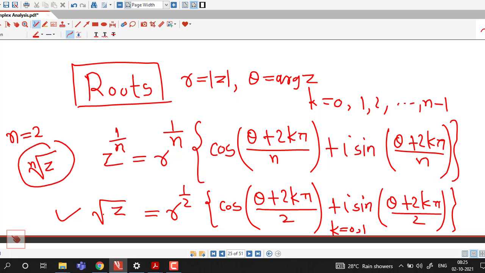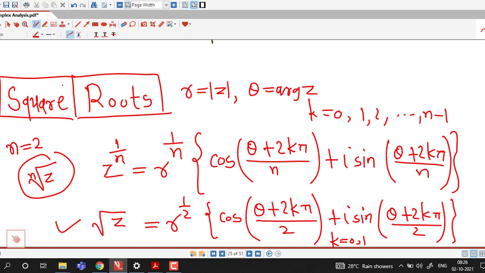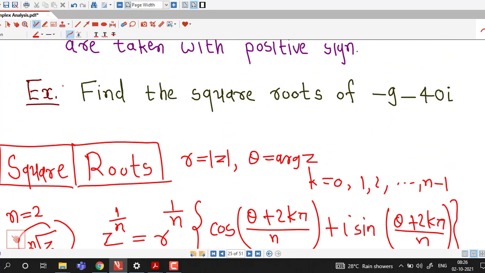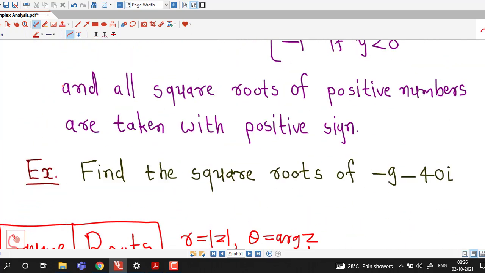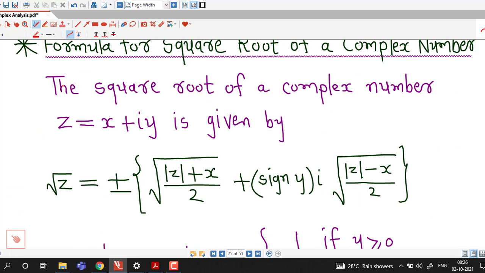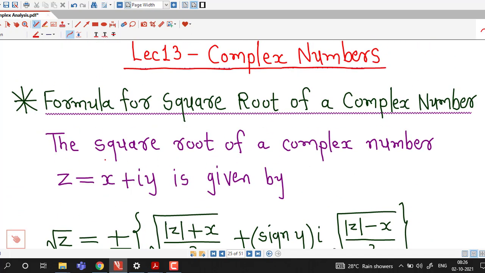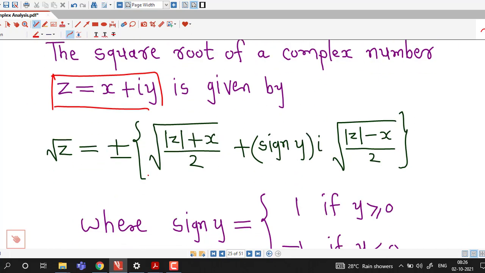Today we are going to discuss an alternative formula, particularly for square roots of a complex number. So that is another shortcut to find square roots of a complex number. That formula is easier compared to this one as far as square roots are concerned. So first we understand what that formula is. The square root of a complex number, say z equal to x plus iy, is given by this formula.